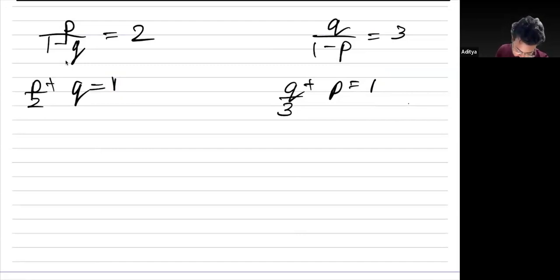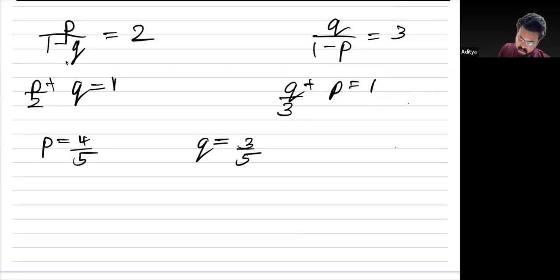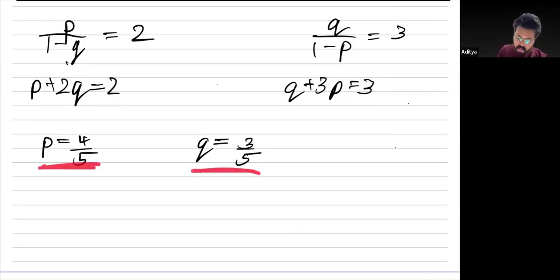Somehow you solve it, you get P equal to 4 upon 5 and Q equal to 3 upon 5. These two are linear equations. I'll leave it in its original state. P equal to 4 upon 5, Q equal to 3 upon 5.